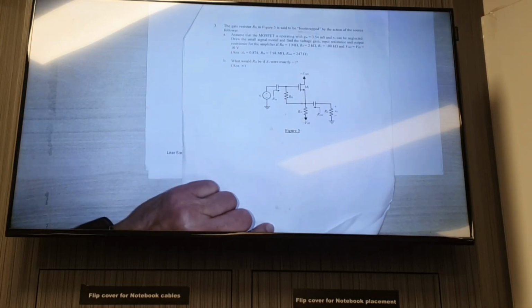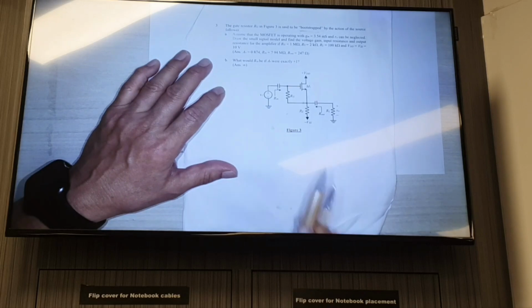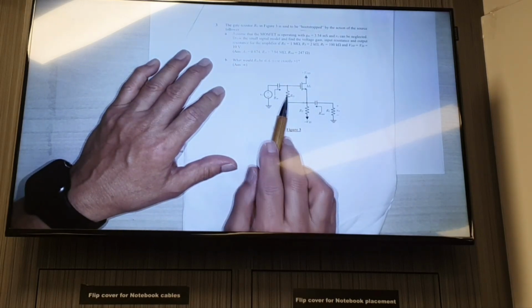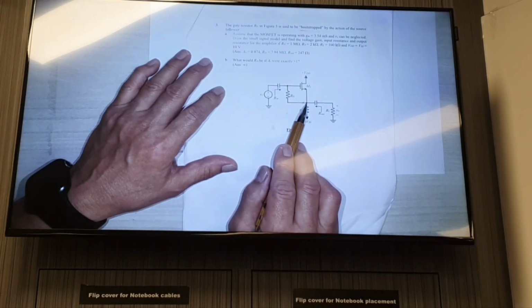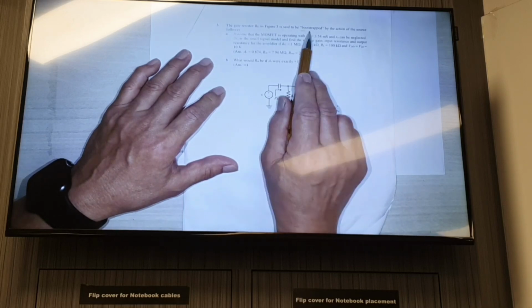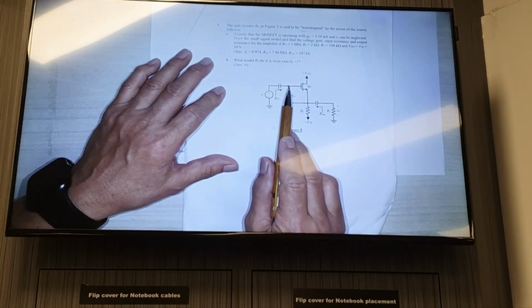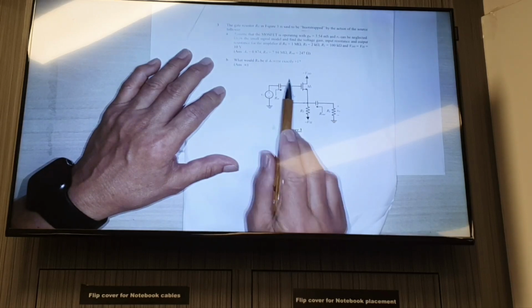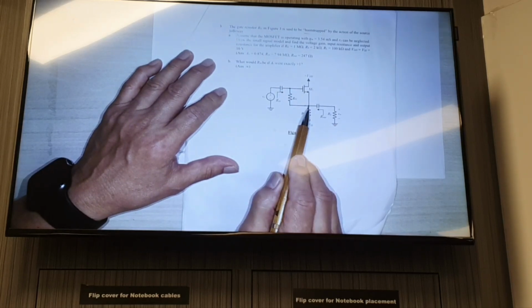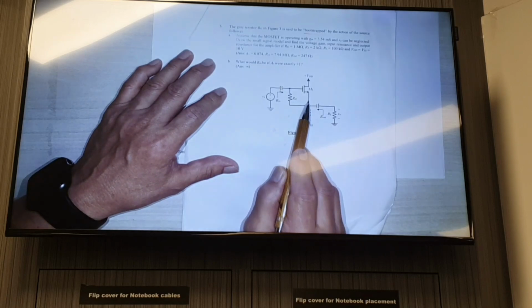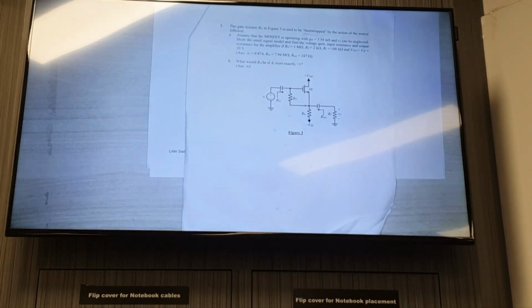Now this particular example has the gate connected to the source. Because of this connection, it is known as bootstrapping. What it does is that when the voltage at the gate goes up, because of this resistor, it also pulls up the source voltage. So it's like lifting the source together with the gate. They call it bootstrapping.